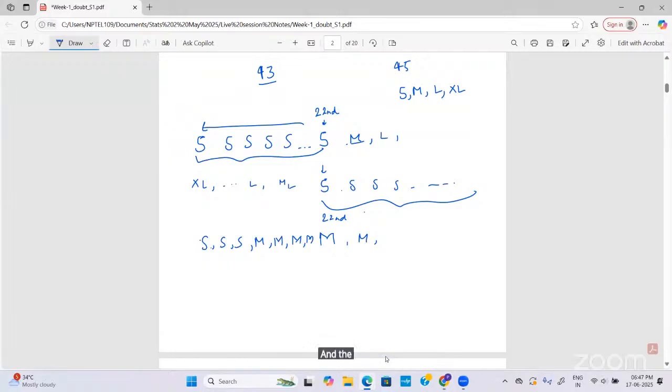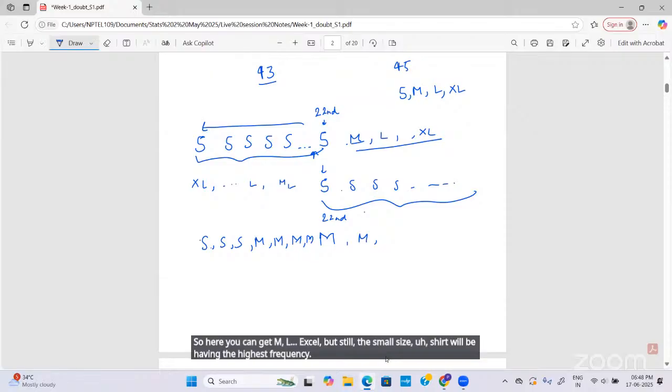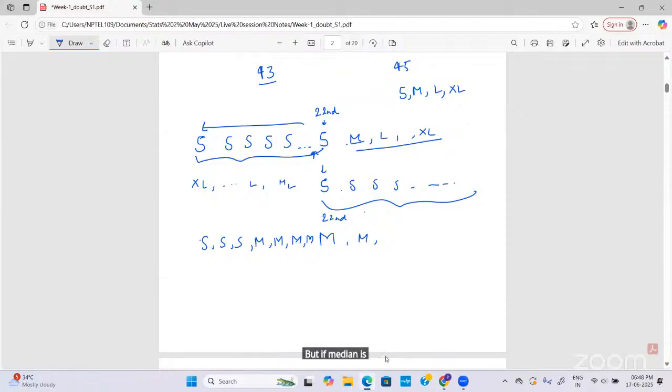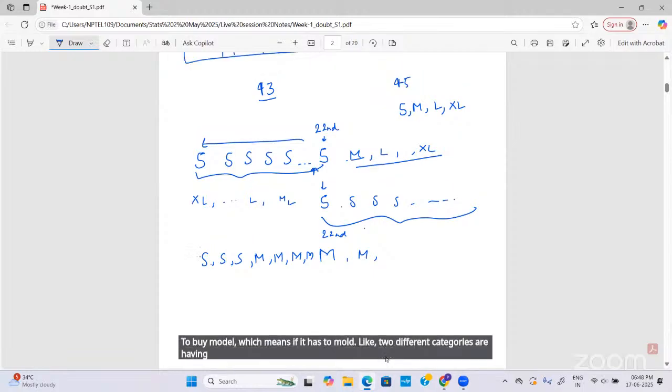And the data is also unimodal. It is given in the question. So here you can get M, L, XL, but still the small size shirt will have the highest frequency. But if median is M size, then we are not sure about these things. So we cannot say. Bimodal means it has two modes, like two different categories having the highest frequency and the same frequency.